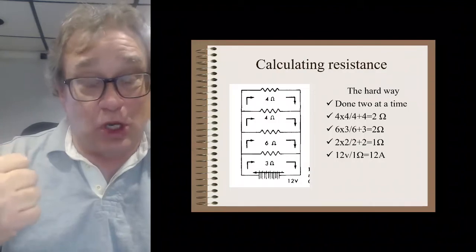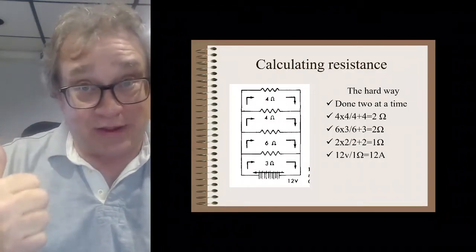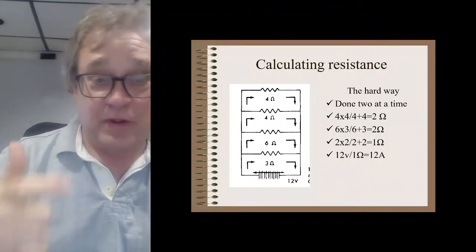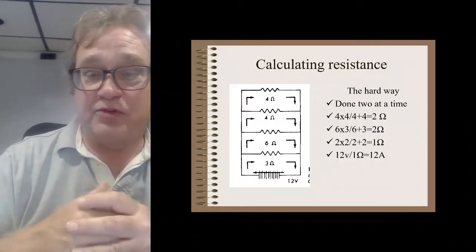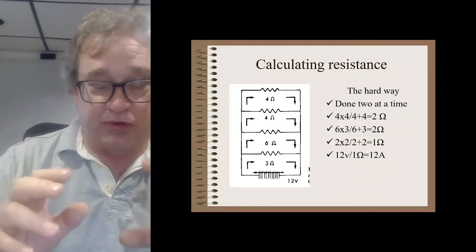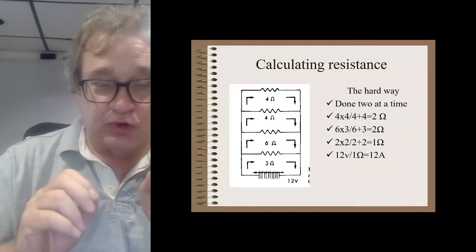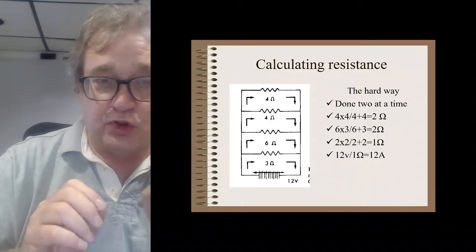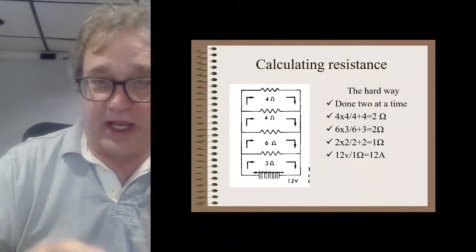Now back to Ohm's law, Math 101, we talked about this in the last video. 12 volts divided by 1 ohm gives me 12 amps. So this circuit right here draws a total of 12 amps.